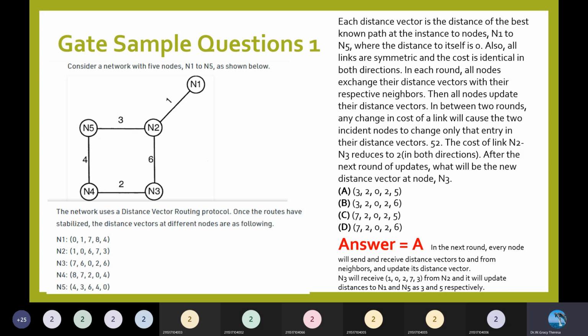This is because of the change of route. First n3 will receive something like 10273, and of course n3 will update to n2. It will get information from n2 as well as from n5, because of the change of two routes. Because n2 also will be updated, as well as n5, that information will also be received by n3.